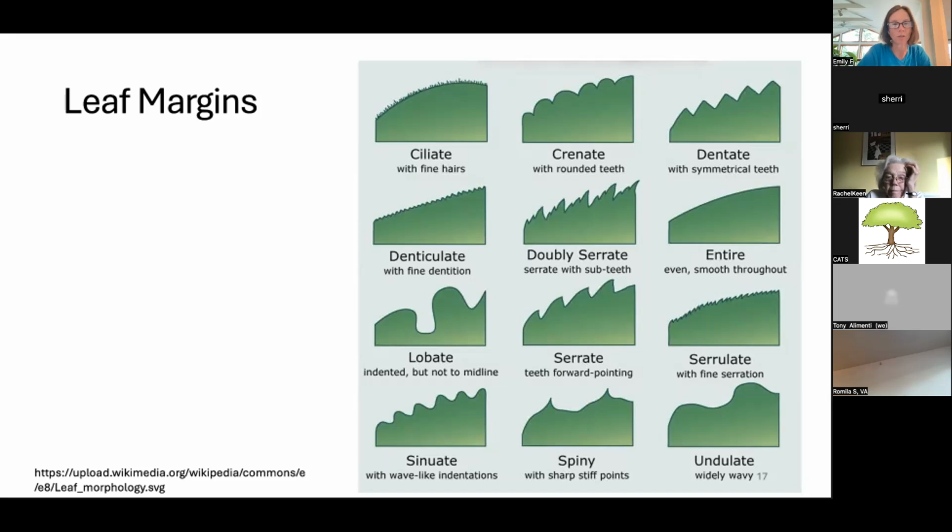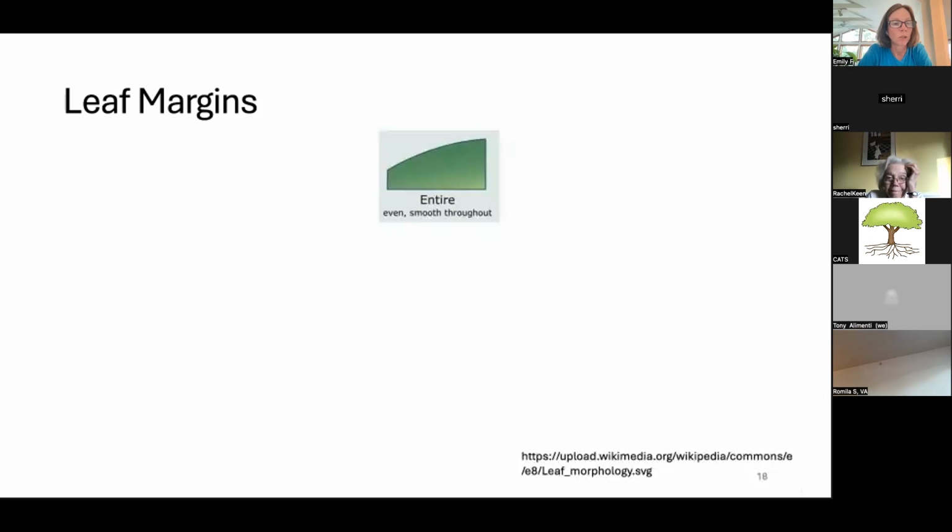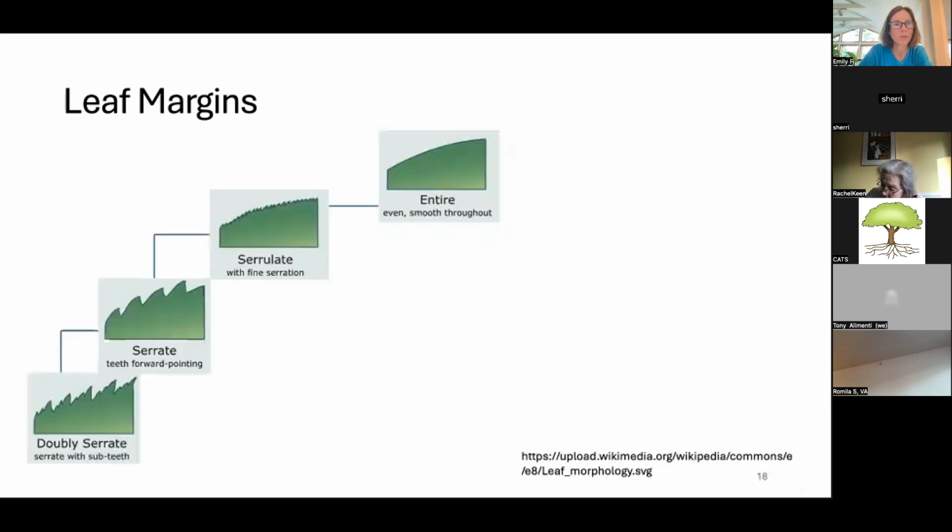Okay, so I decided I was going to rearrange this diagram. Ready? So we're going to start with entire because I think that's really important. Entire means even, smooth throughout. Next comes inserrulate, which means with fine serration. And next up from fine serration is teeth forward pointing, and that's serrate. And then you can have doubly serrate, which is serrate with subteeth. And that makes much more sense to me. So I've grouped those all on that side, and we will go through and look at all of those.